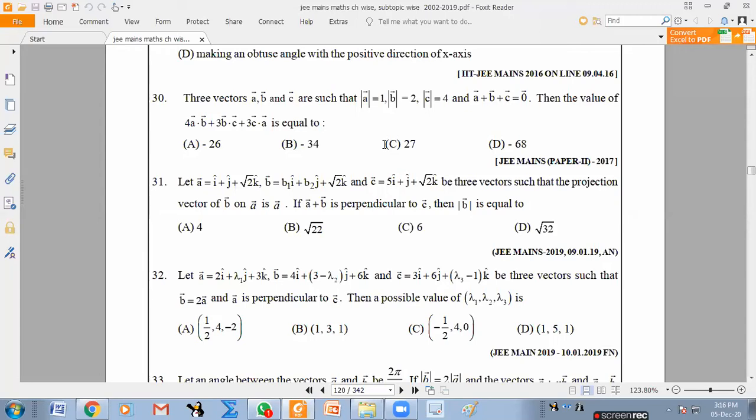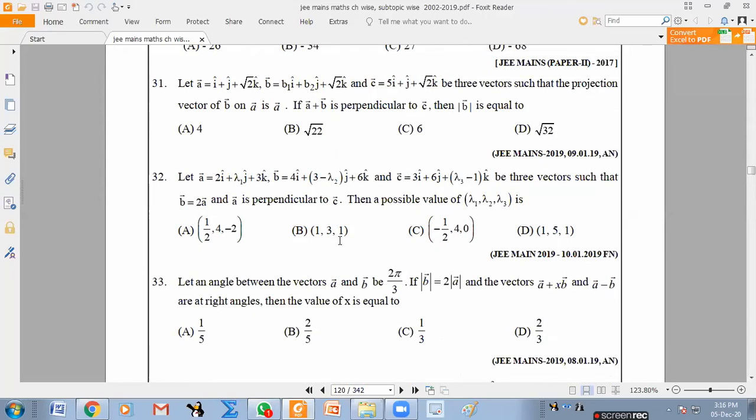If the question is wrong, what to do? I don't know. Should we leave the question and all? Up to 30, nobody has any doubts left, right? Up to 33, any doubts?